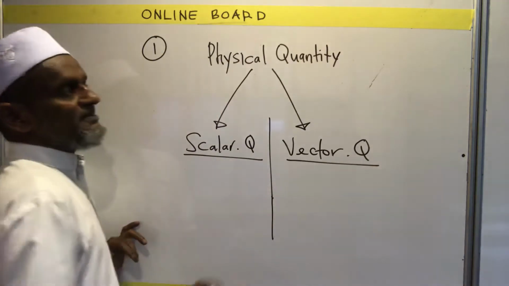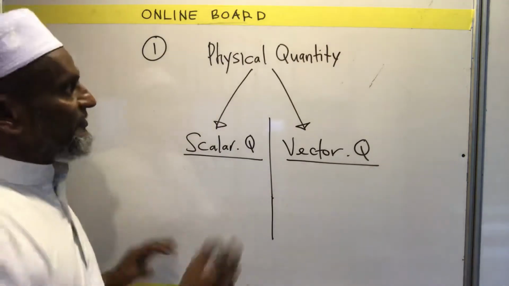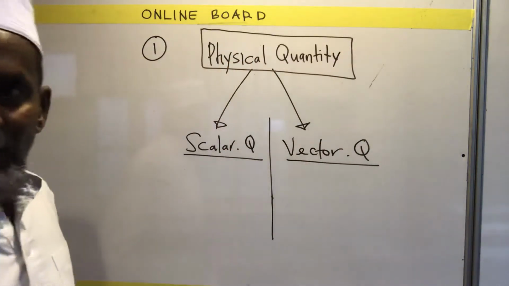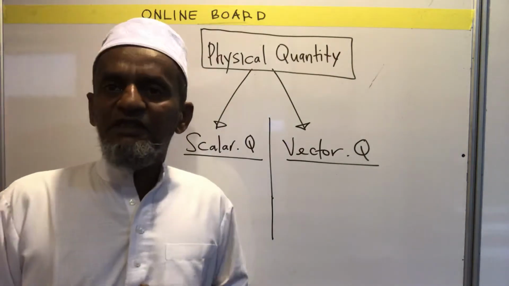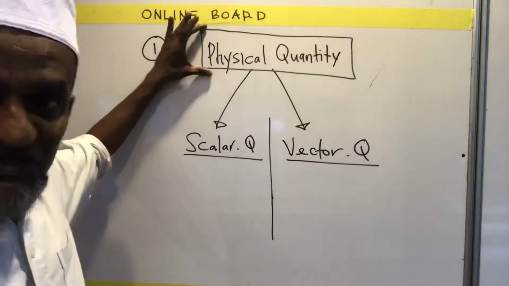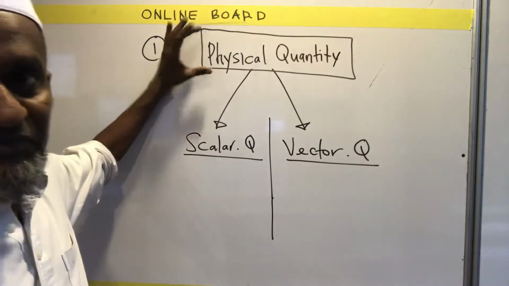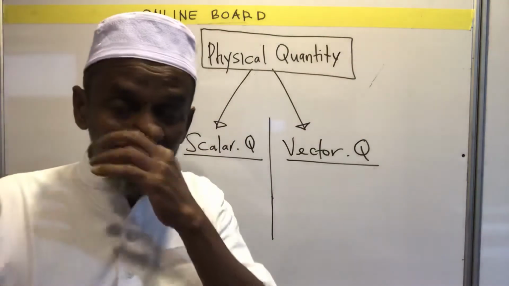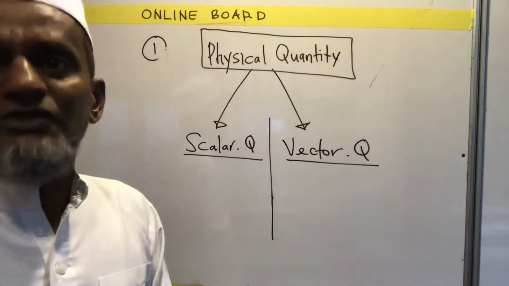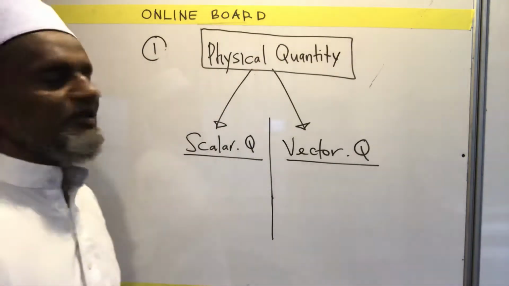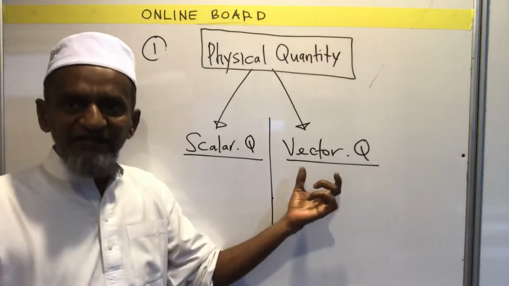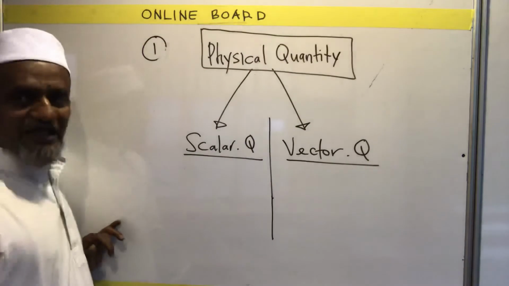Both are quantities. If you remember Form 4, a physical quantity is a quantity that can be measured by an instrument, and it has a unit. And that physical quantity can be a scalar quantity or a vector quantity. We look at scalar quantity.